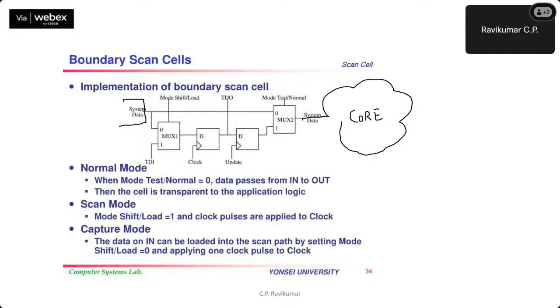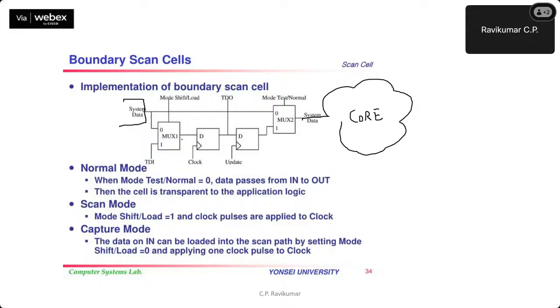Then there could be a capture mode, where imagine that this is a core logic, and it has produced some output, and we want to capture this in this particular cell, right? So we make the shift or load equal to 0. That means the output of the core logic is what is passed to this D, and we will apply a clock to this. So that will capture the output of the core logic here, and that can be scanned out.